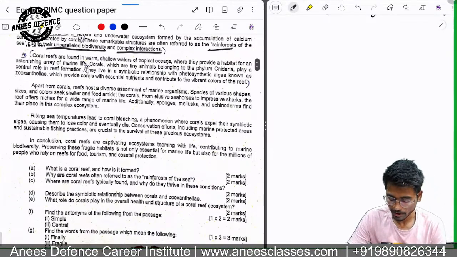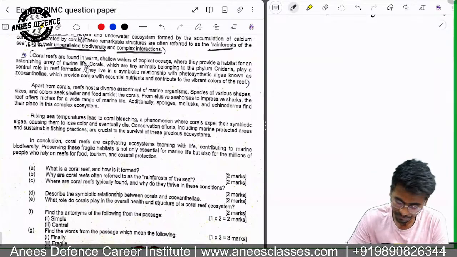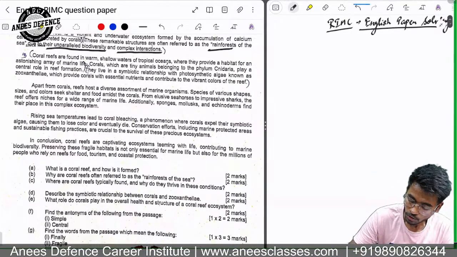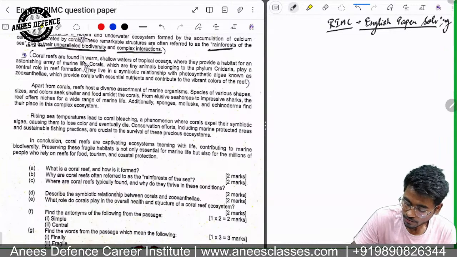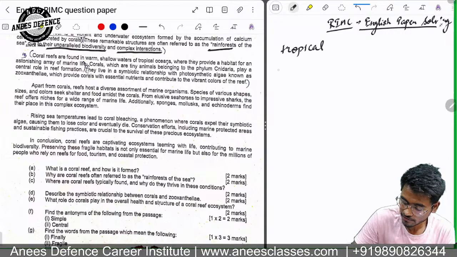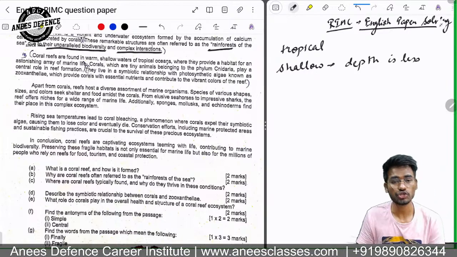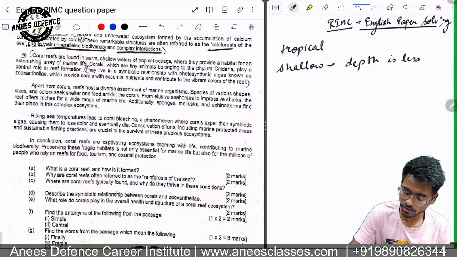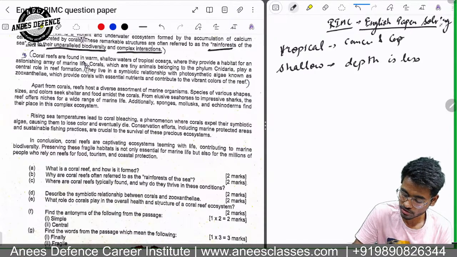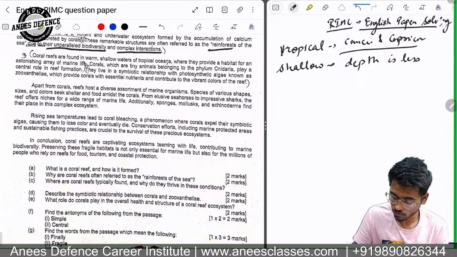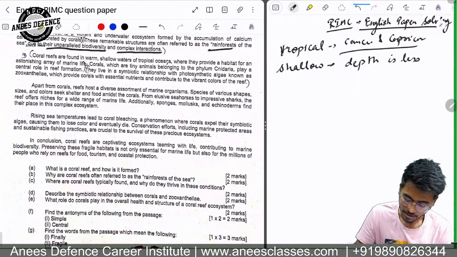Where are coral reefs typically found and why do they thrive in these conditions? Look, first of all, the corals are found in the tropical region. Second, they are found in the shallow water. Shallow means water with less depth. Depth is less, that we call shallow water. Tropical region means what? The region between the Tropic of Cancer and Capricorn. That is known as the tropical region. Shallow depth as well as in warm waters.